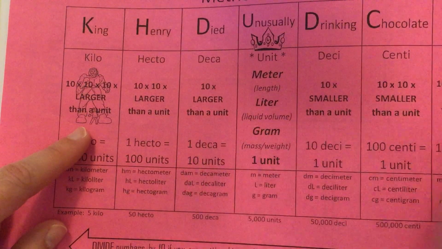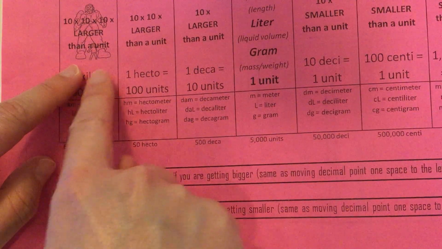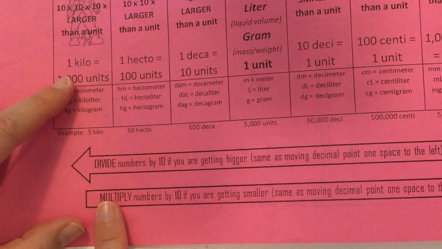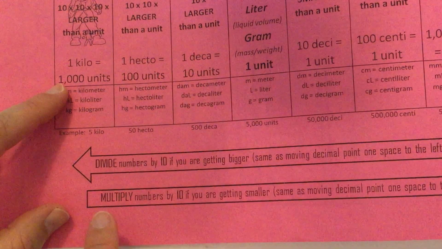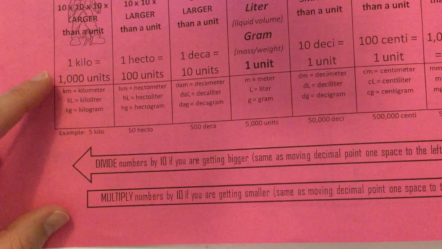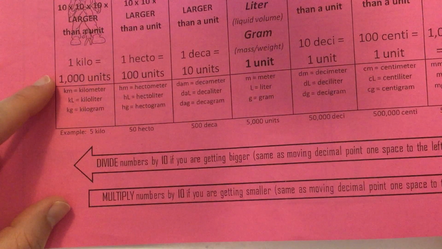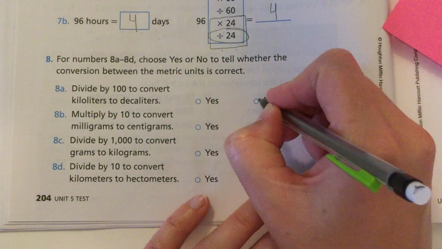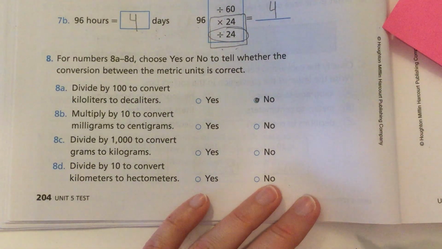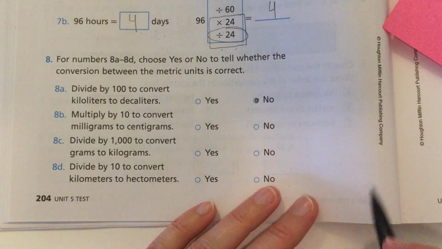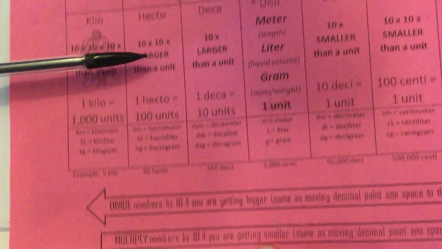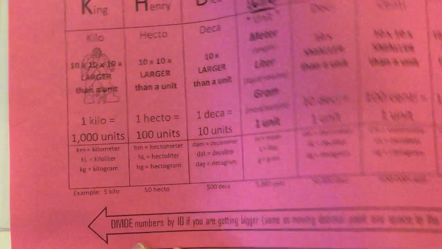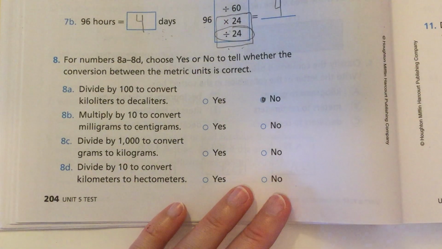Because there's 2 zeros. But if we're going from kilo to deca, are we going to need to multiply or divide? Kilo to deca. We are going to need to multiply. So the answer here would be no. My answer key says yes, but I'm almost positive they're wrong there. Let me just double check. Yeah, we don't divide when we're going this way. We definitely multiply when we're going in this direction. Okay, bad answer key.